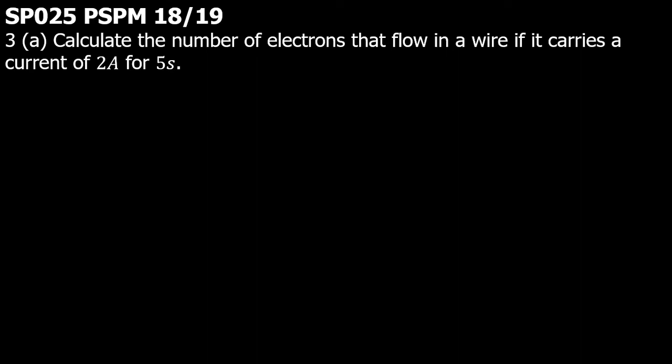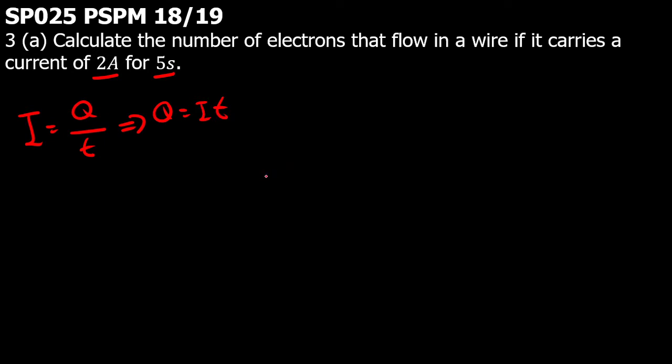Alright, so let's look at the first sub-question, which is calculate the number of electrons that flow in a wire if it carries a current of 2 amps for 5 seconds. So if you look at the definition of current, it is the amount of charge that passes through a particular point in a given time. I can rearrange that to get Q equals IT.